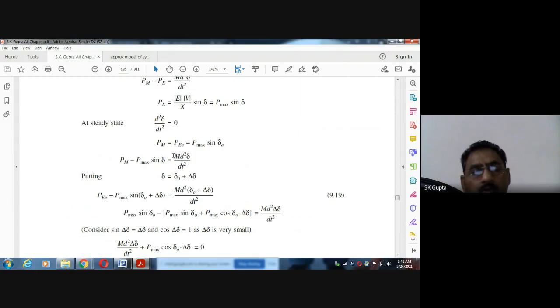Here also, to get the solution, delta becomes delta 0 plus del delta because of the disturbance. So delta will not be equal to delta 0, but it will be delta 0 plus del delta. This delta is the normal operating value plus del delta. So here there is an additional term, m d square delta by dt square, and an additional term d del delta by dt will come.